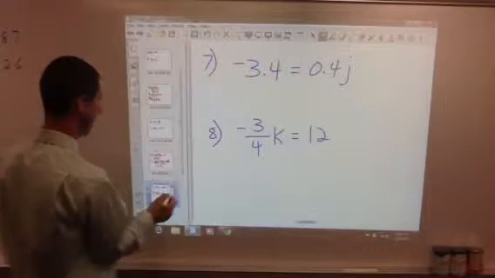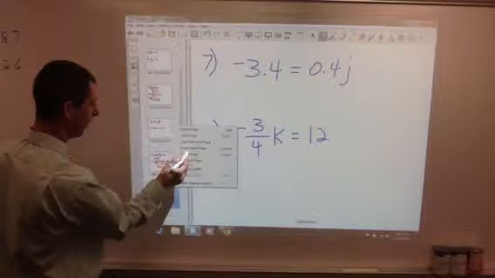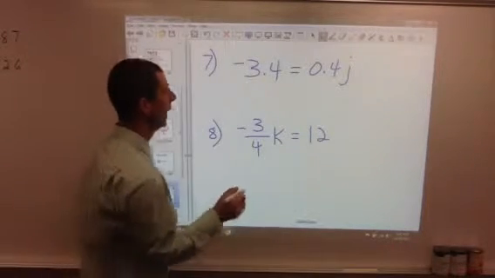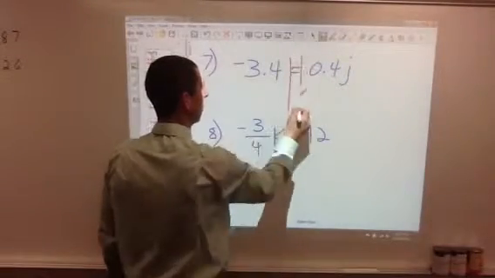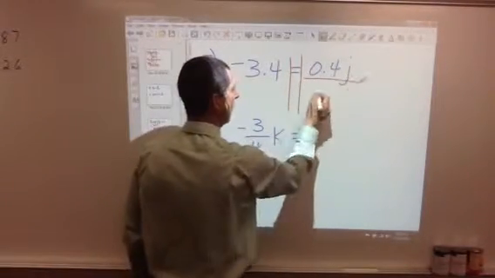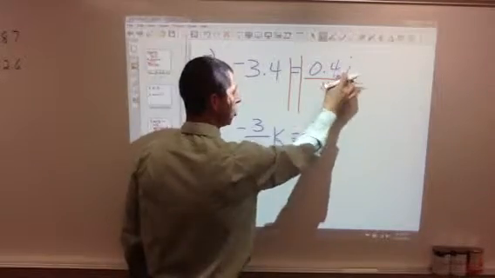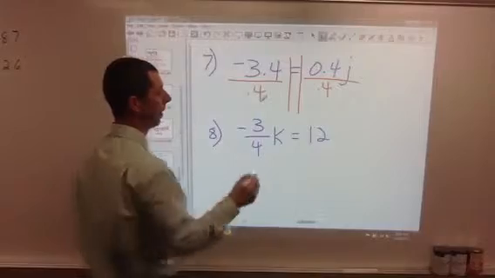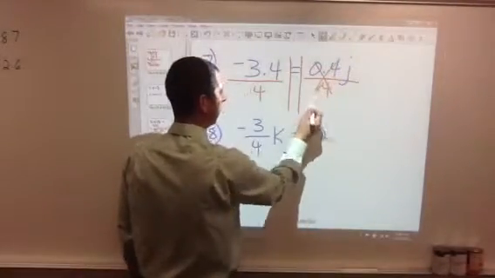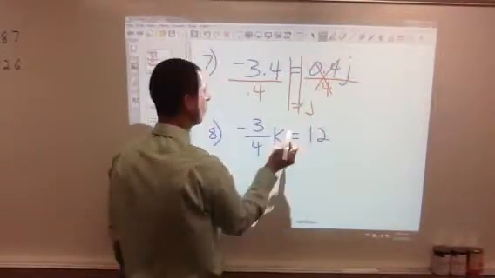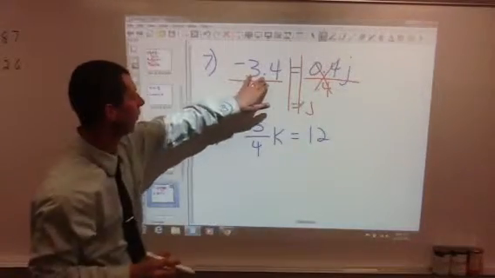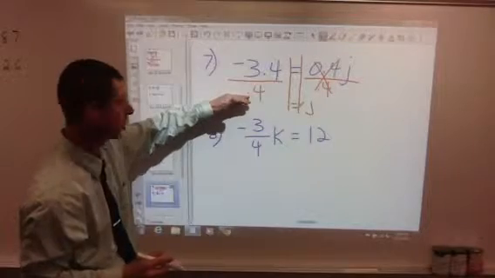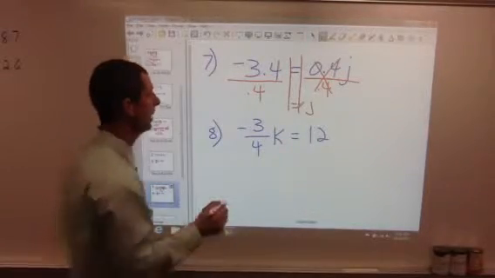Okay, here's number 7 and 8 from the book. Clone the page. All right. Similar problem here. Okay, we're going to divide both sides by 0.4 because we want to get j by itself. So I need to get rid of that 0.4. Okay, these cancel. So j equals -3.4 divided by 0.4. Now a negative divided by a positive is going to be a negative answer, so I know my answer is going to be negative.